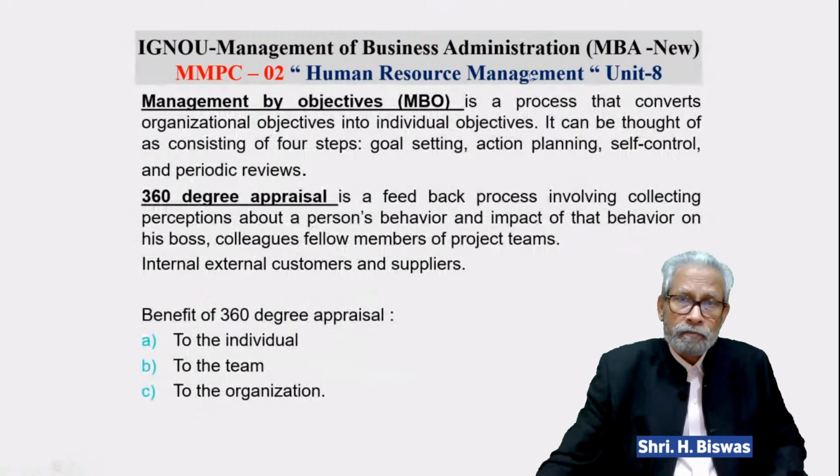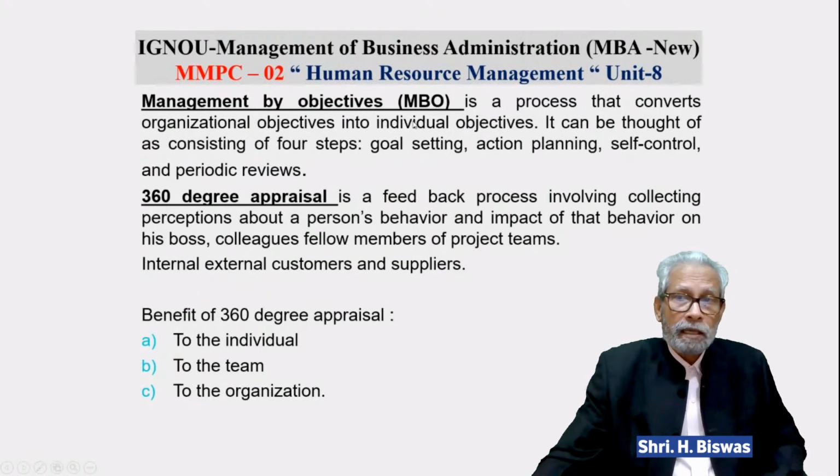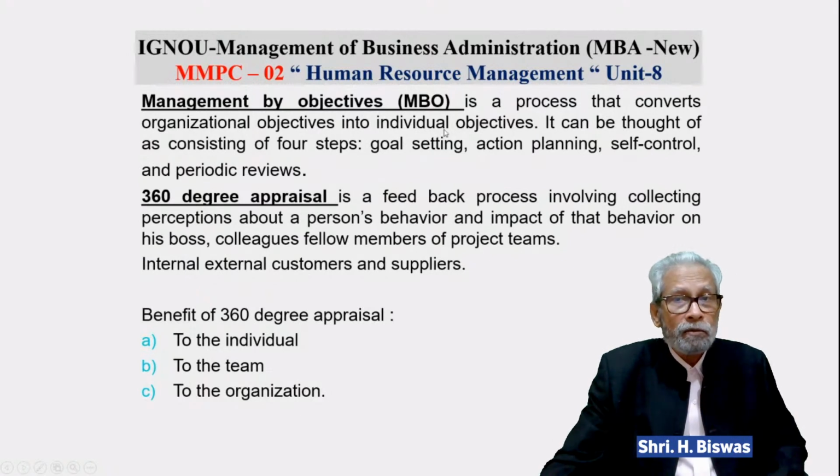Management by objectives. Here, it is a process that converts organizational objectives into individual objectives. Just mind it, see the sentence, what is the meaning of the sentence. Organizational objectives are slowly converted as individual objectives. So it can be thought of as consisting of four steps: goal setting, action planning, self-review, and periodic review.